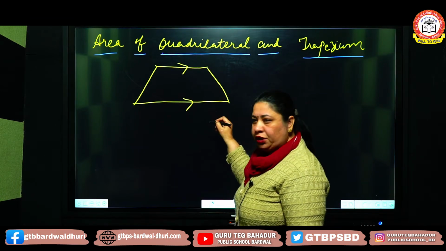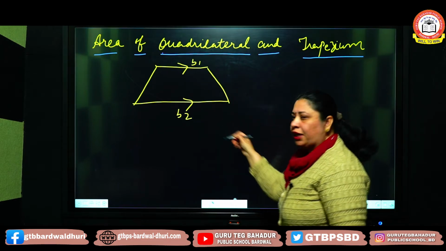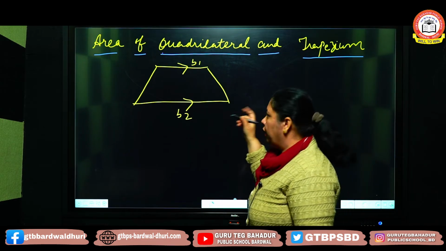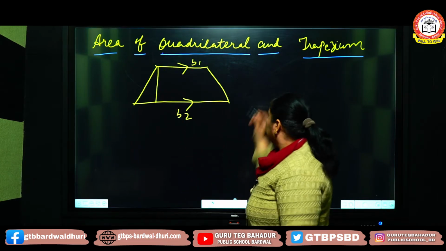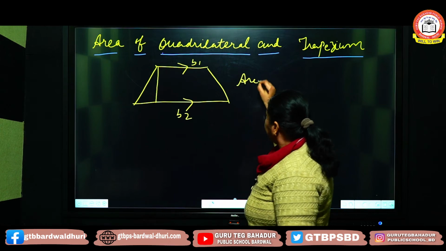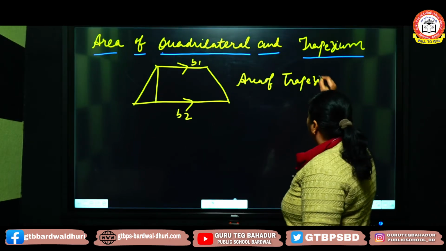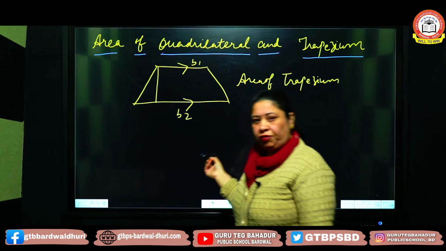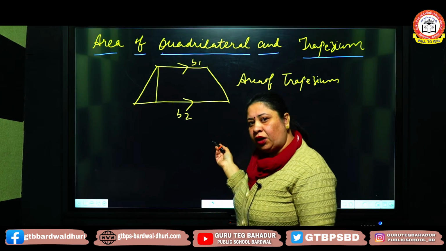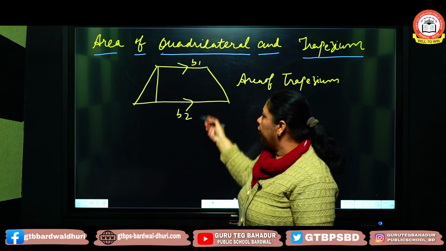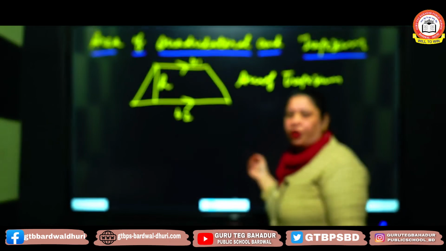So one pair of opposite sides, let's give the names B1, B2. These opposite sides are parallel and the other pair is non-parallel. There is a distance between both parallel sides. The parallel sides are called the bases of the trapezium: first base, second base. You can give the names B1, B2, and the distance between the parallel sides is h, or you can say the height of the trapezium.